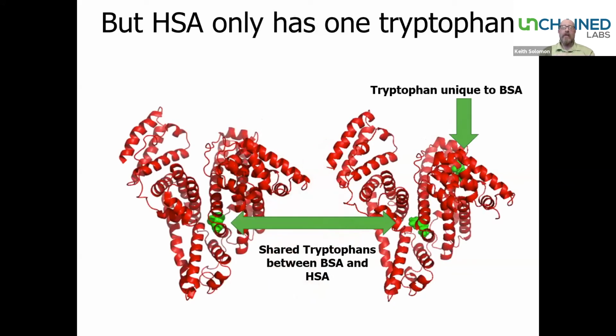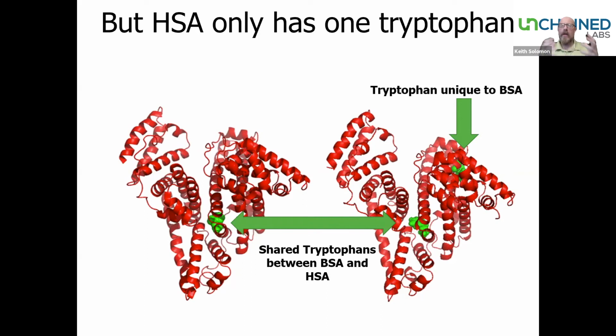And nature has provided us with a really good natural experiment by which we can test what the roles of these two tryptophans are in the fluorescent emission profile of BSA. Unlike BSA, human serum albumin only has one tryptophan. Its tryptophan is only in the hydrophobic core of this protein, so it lacks that more solvent exposed tryptophan that BSA has.